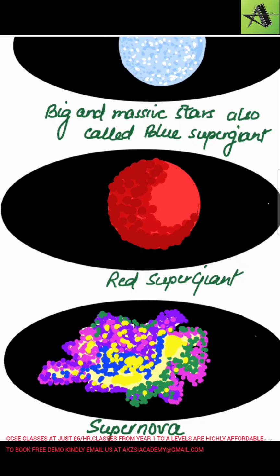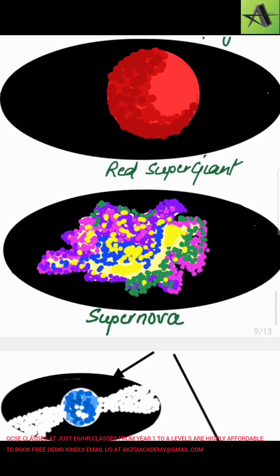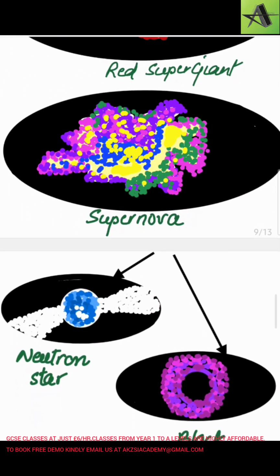This is actually the bigger one. The same thing happens because it's heavier in mass and greater in size. This is called a red supergiant. The next life cycle of a red supergiant is a supernova. As I told you, in a red supergiant, the end point is iron, the formation of iron.